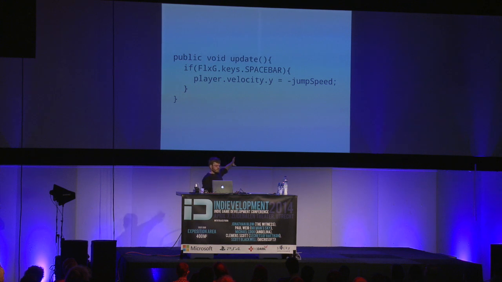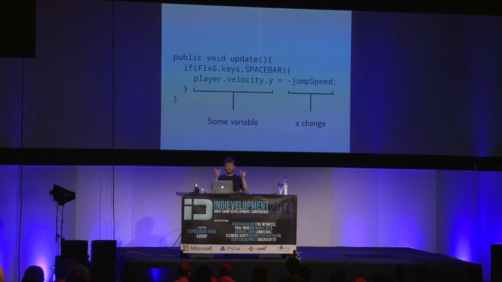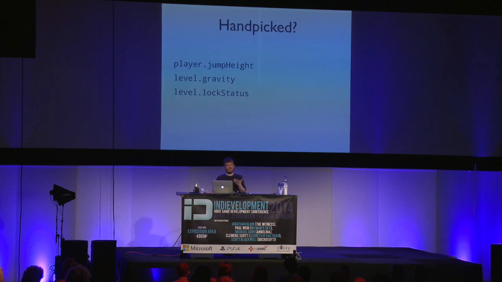This is some Flixel code, but you'll be able to translate it into whatever you use. When the space bar is pressed, get the player's velocity and give them a boost upwards, and that's your jump button, right? So there's a pattern here. There's some kind of variable that's been selected, and there's some kind of change being applied to it. And this is not very complicated. These are very, very basic mechanics. But this is what I wanted Angelina to be able to do.